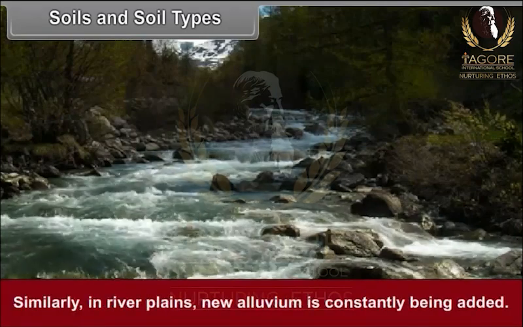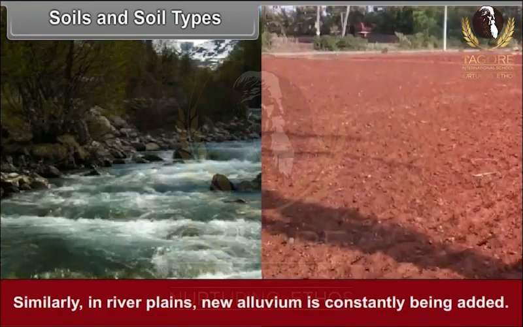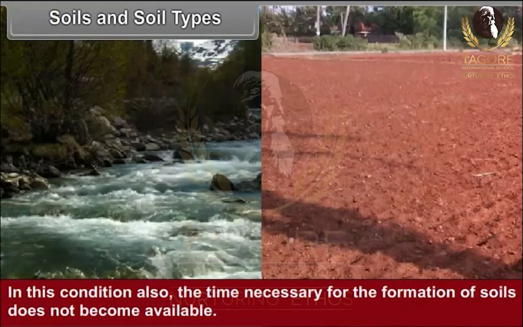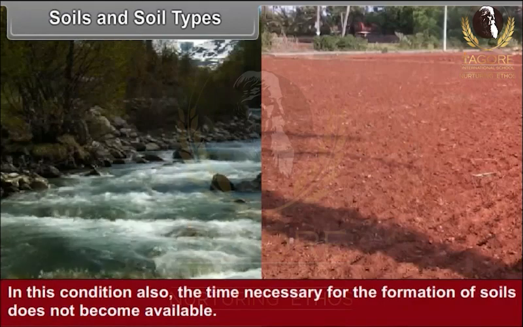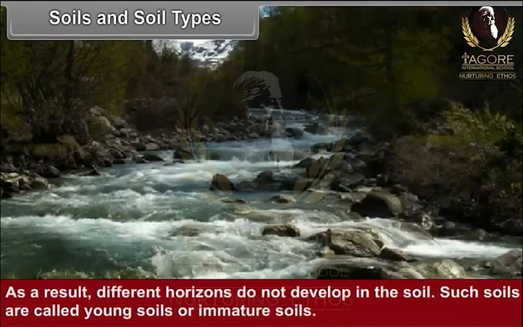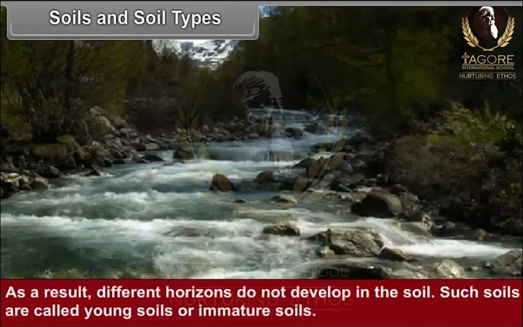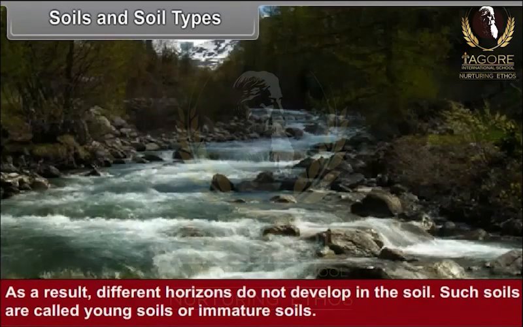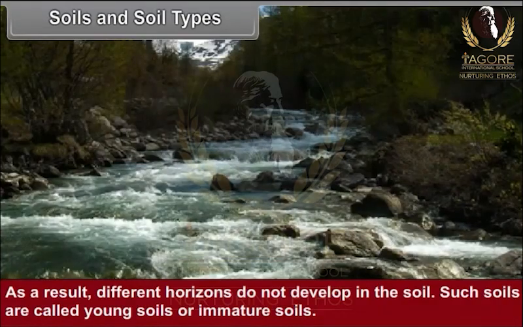Similarly, in river plains, new alluvium is constantly being added. In this condition also, the time necessary for the formation of soils does not become available. As a result, different horizons do not develop in the soil. Such soils are called young soils or immature soils.